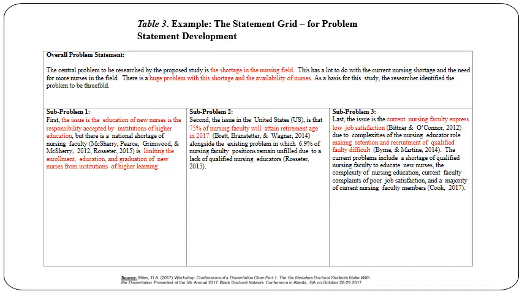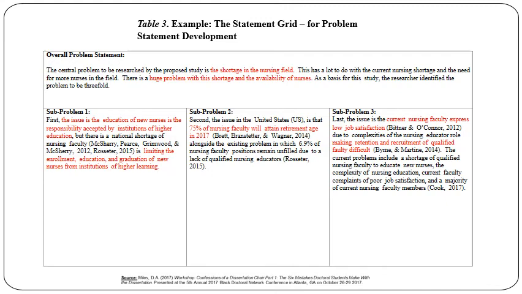So basically, what he's trying to say is there is a shortage of higher education institutes to train nurses. When there is a lack of institutes, this limits the enrollment, education, and graduation of new nurses from these institutes. So this is a problem that he feels contributes to the main problem, which is the shortage in the nursing field. The second problem is that 75% of nursing faculty will attain retirement age in 2017.